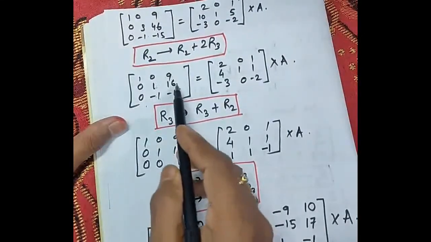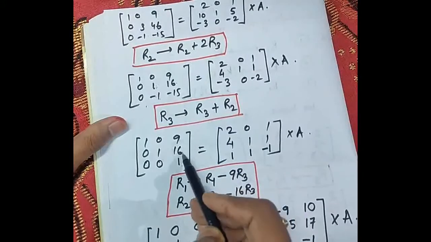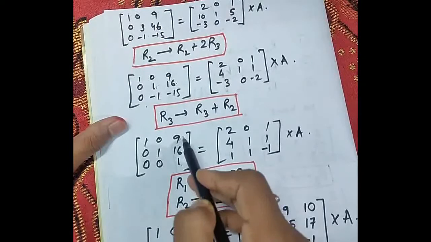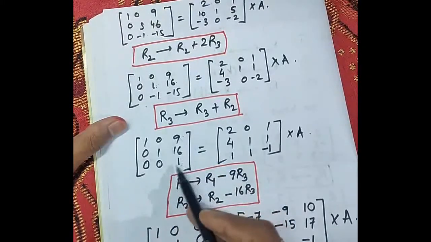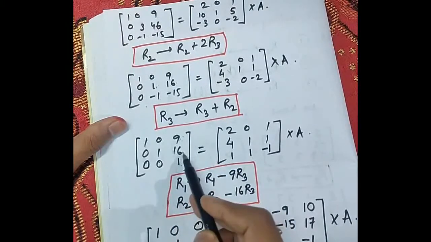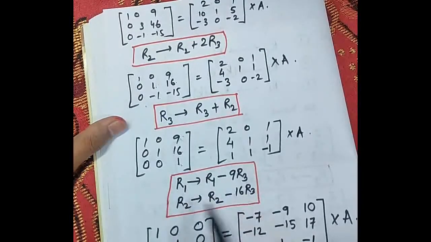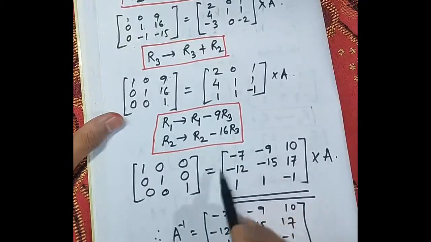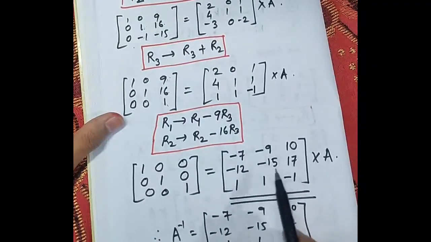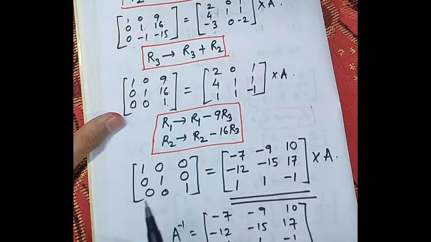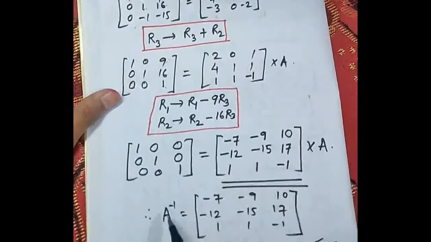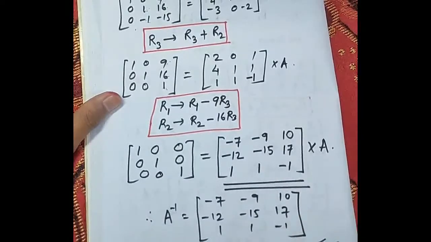So now you have to make this into 0 and this into 0. If you multiply 9 with this row and subtract from this, it will become 0. Similarly, if you multiply 16 with this row and subtract from this, it will become 0. The same operation we apply over here. So this we are getting at last. When the LHS becomes I, whatever matrix is coming in the RHS will be the inverse. Therefore, A inverse equals this matrix.